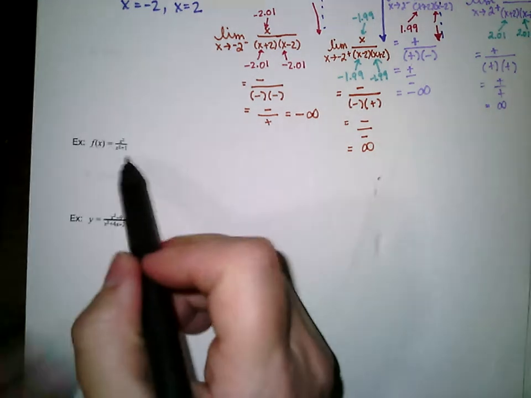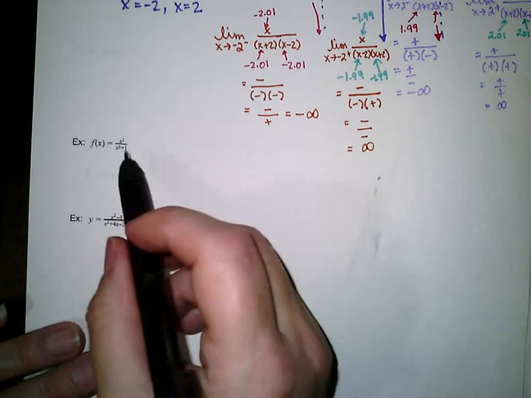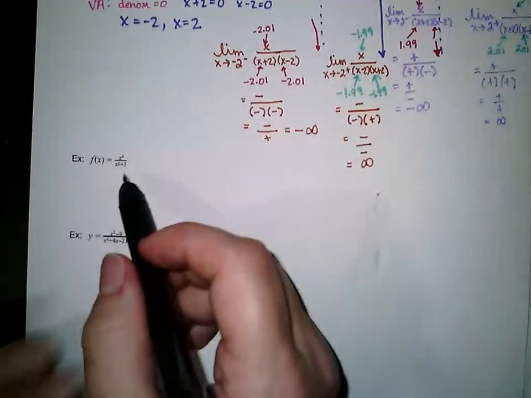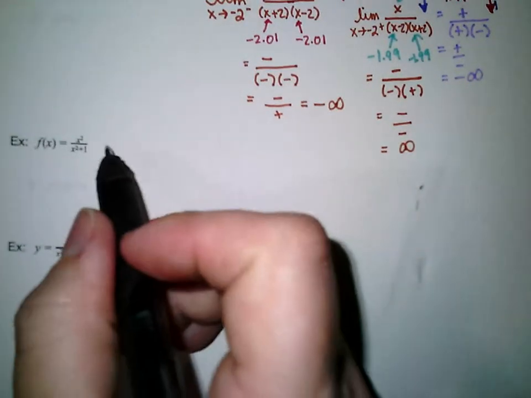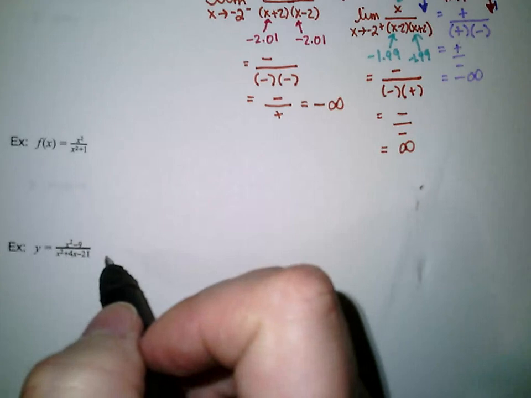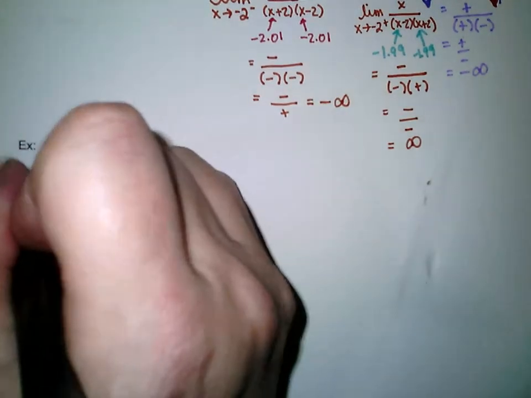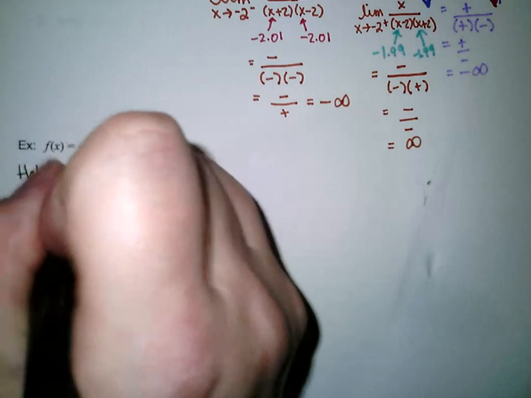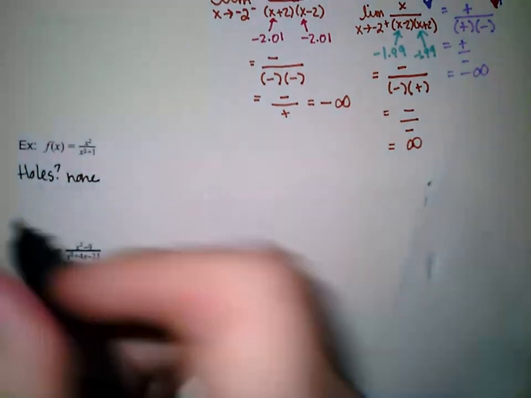So this x squared plus 1 actually doesn't factor over the real numbers. It looks like it would be difference of squares, but it's not. It's sum of squares. So it's not going to factor. And since it won't factor, nothing's going to cancel. So there will be no holes. So holes, none.